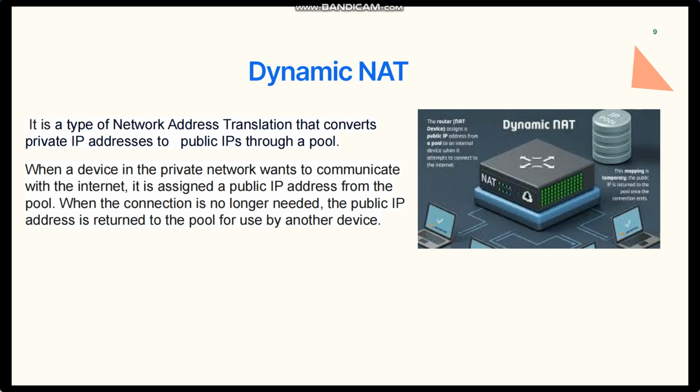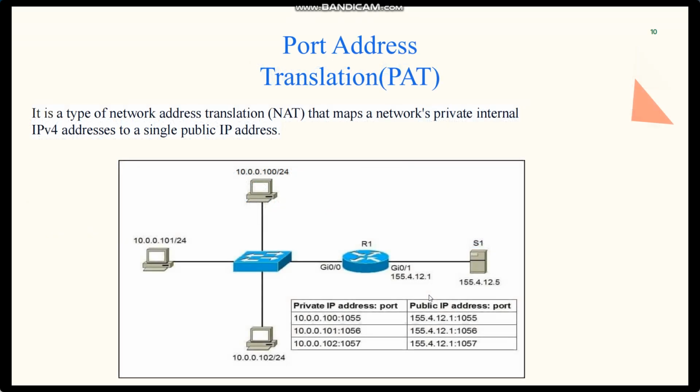Secondly, we know about dynamic NAT. Dynamic NAT assigns a public IP address to a private IP address from a pool of available addresses. When a device in the private network wants to communicate with the internet, it is assigned a public IP address from the pool. When the connection is no longer needed, the public IP address is returned to the pool for use by another device.